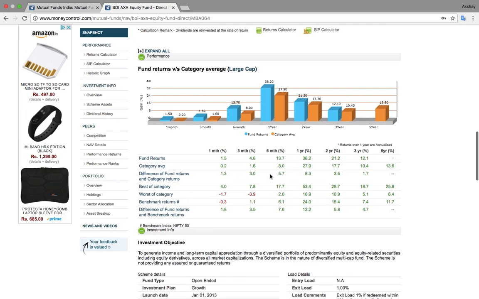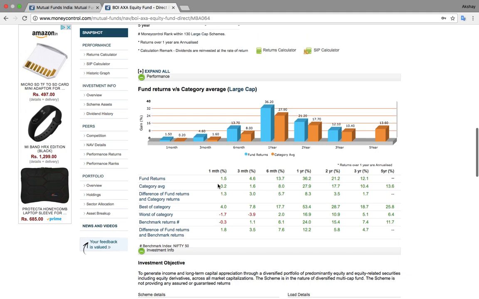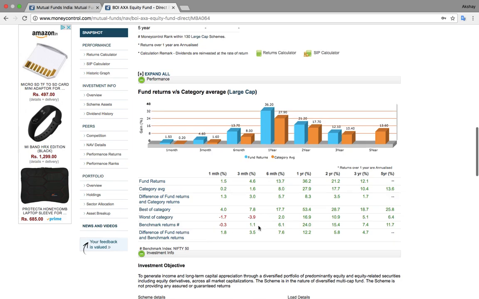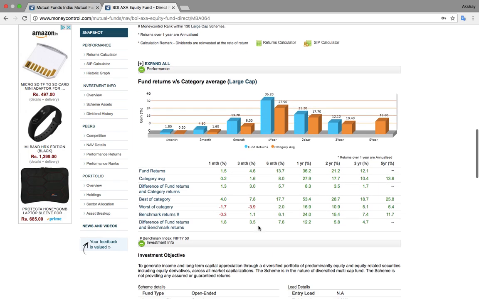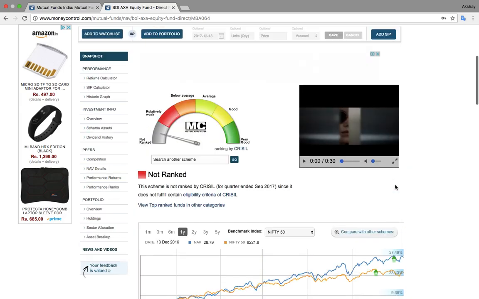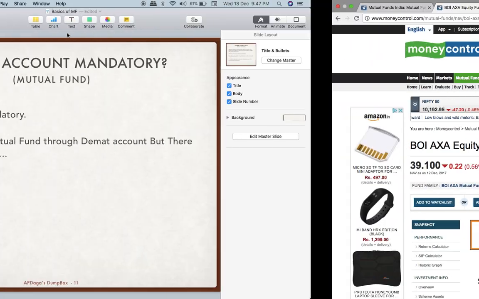You can decide which fund to buy and which one not to buy depending on their returns. Generally you should check 1 year, 3 year and 5 year returns. Don't go by short term returns, they are not that reliable. So you can check this. If the history and everything is good, then you can go for those mutual funds. So that's it, these are the basics.